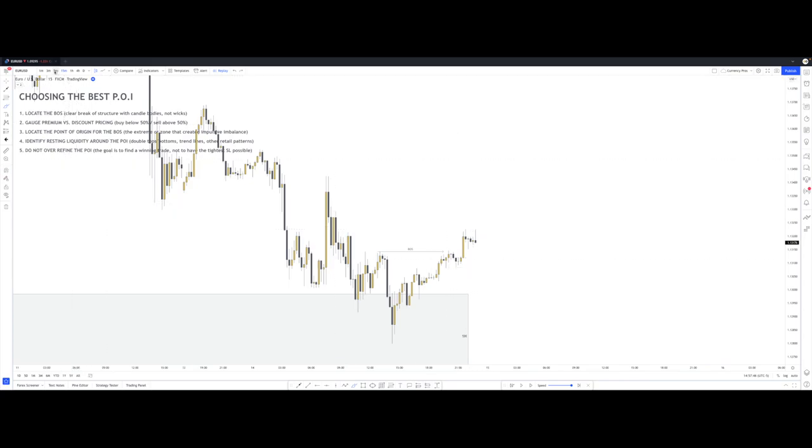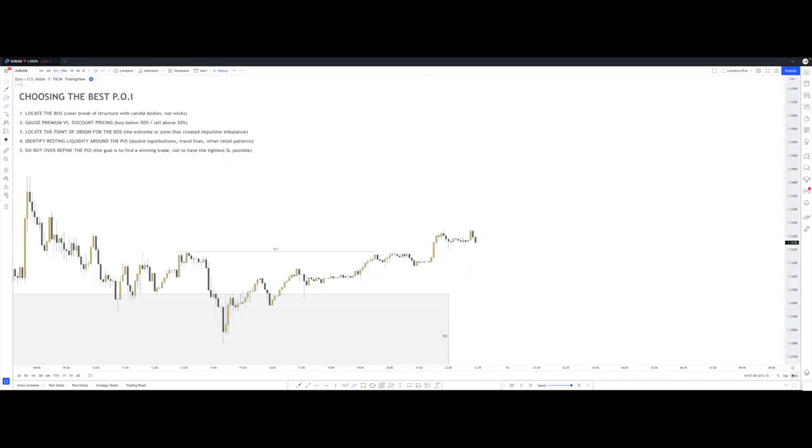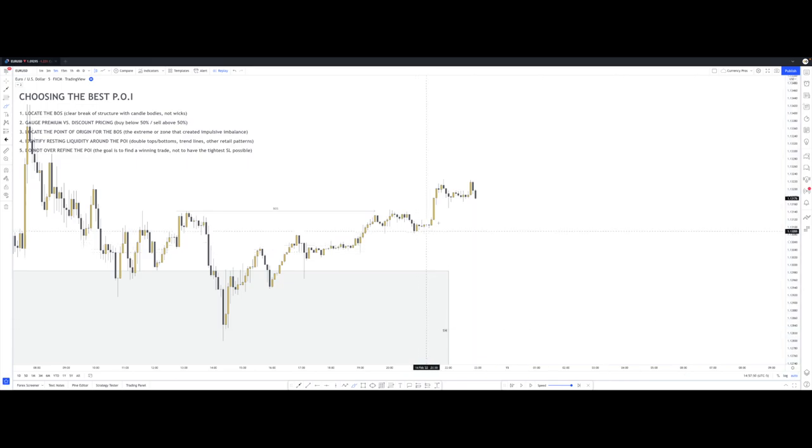If we were to drop down on the 5 minute, for example, we would see that more clearly. This is the bullish leg that I want to be targeting. This is where the momentum kicked into the market. This is what was responsible for breaking market structure. Okay, so that's the point here.